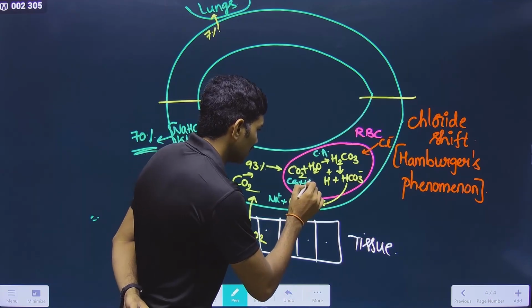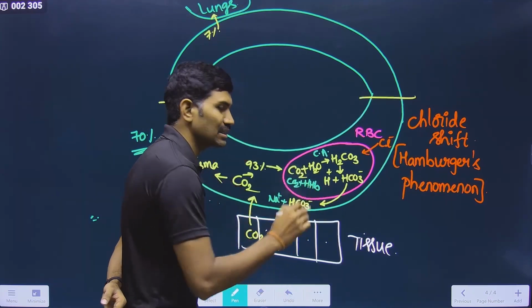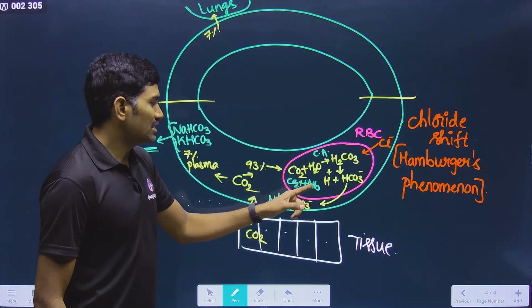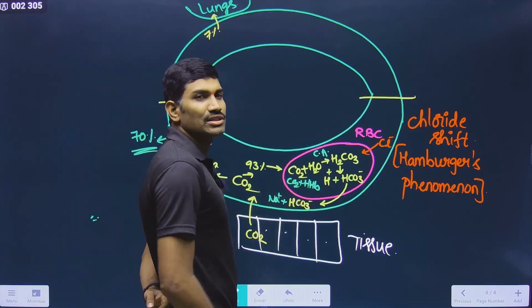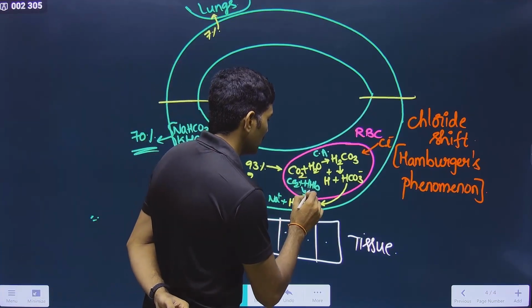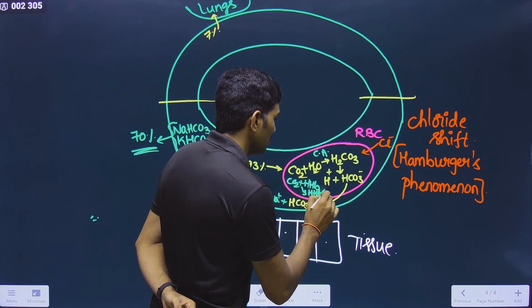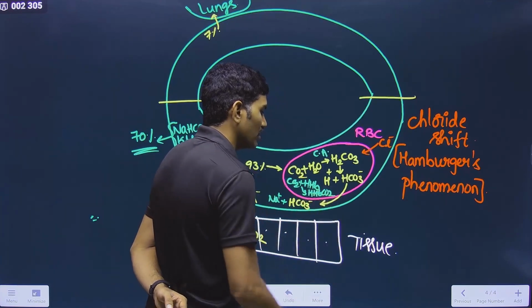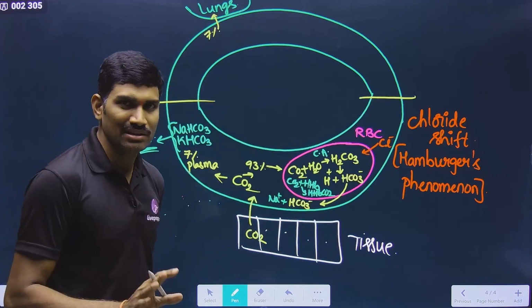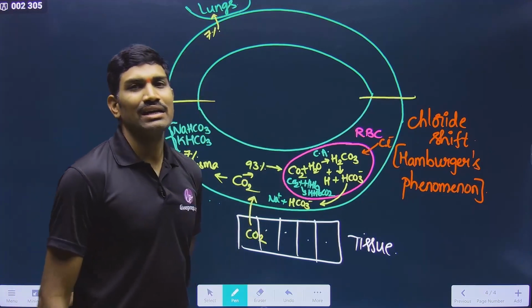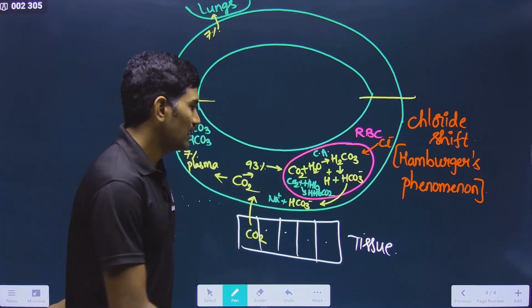So we are writing this as HHb because this H plus is combining with hemoglobin. So this HHb, now this HHb with CO2, is forming HHb-CO2. You can simply write it like this. Okay, so this is how we are writing it, for your understanding. Understood or not?